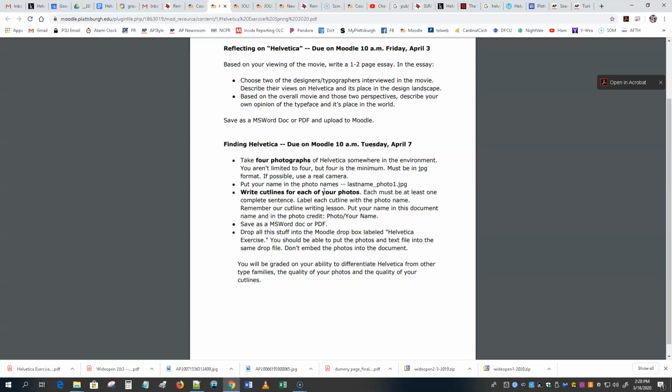But please don't insert the images into the document. You do not need to do that. The images are separate files, and the document is its own separate file. And that is due not even during this week. It's actually due after this week.